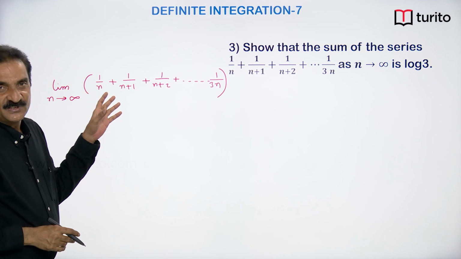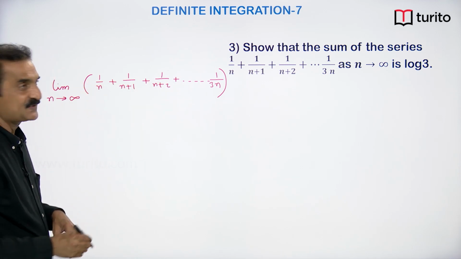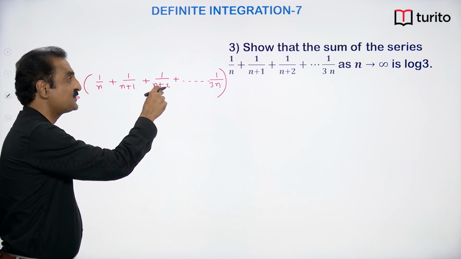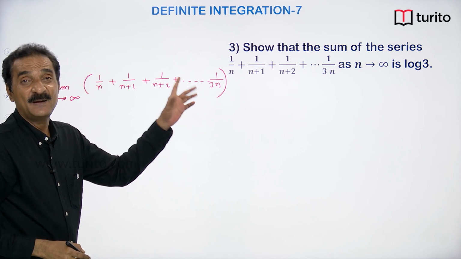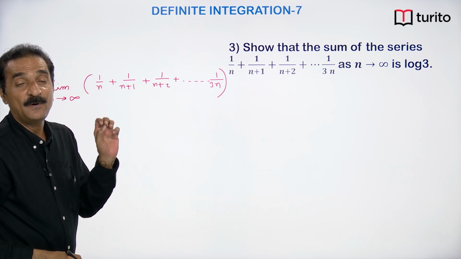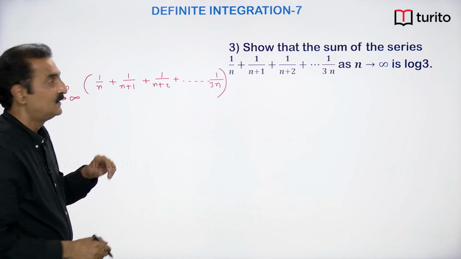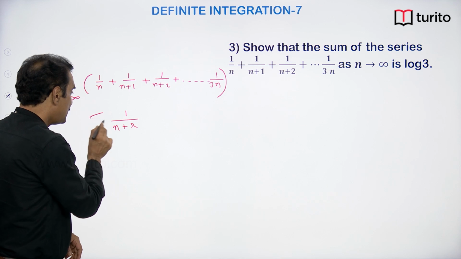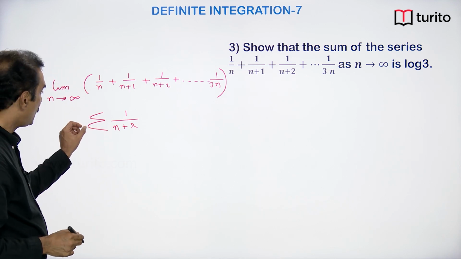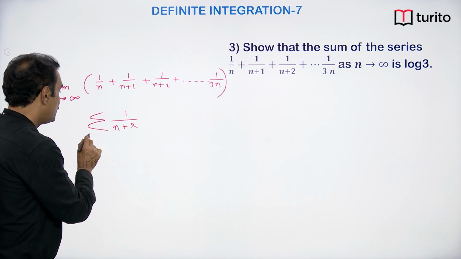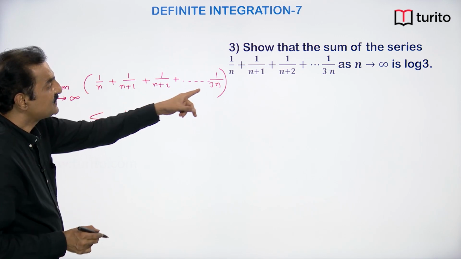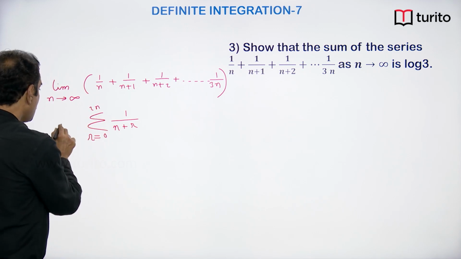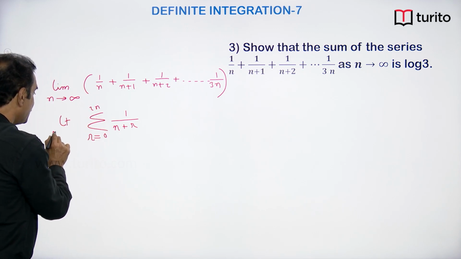Follow the procedure. First write the general term of the series. First term is 1 by n plus 0, next is 1 by n plus 1, 1 by n plus 2, 1 by n plus 3, last term is 1 by n plus 2n. Every term is in the form of 1 by n plus r. So write the general term as 1 by n plus r, then you write sigma. What are the limits of r? In the first term r is 0, in the last term r is 2n. Now write limit n tends to infinity.